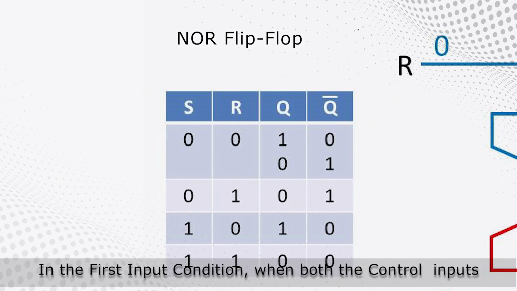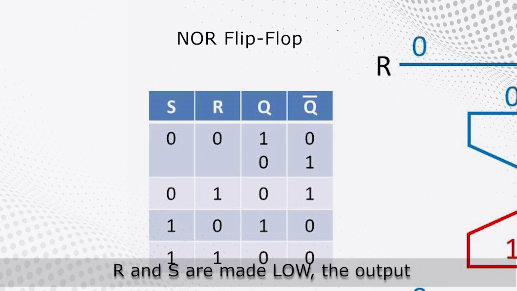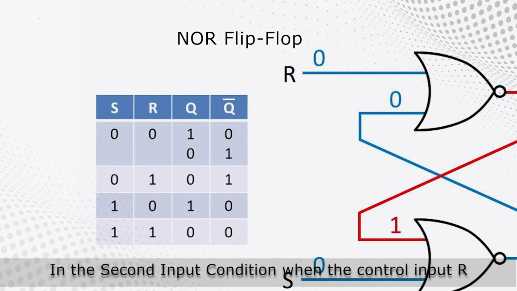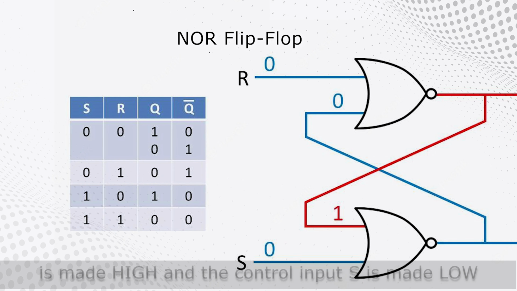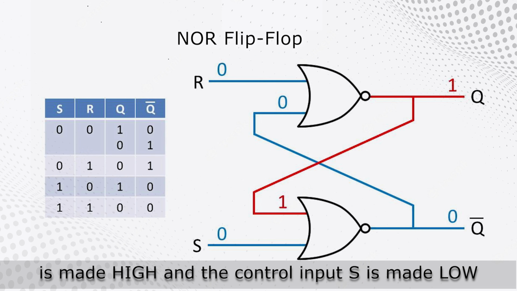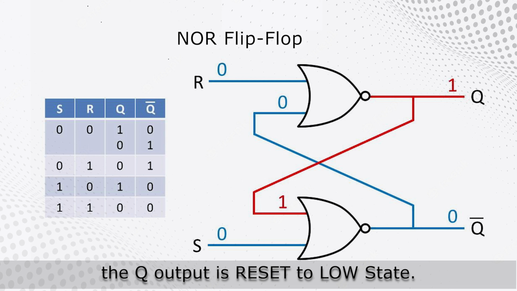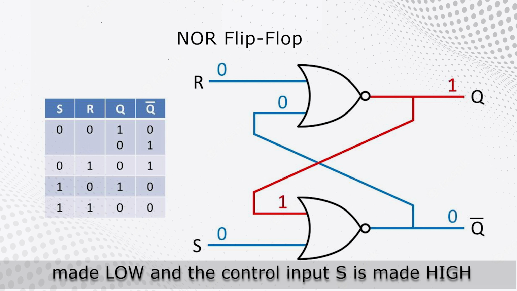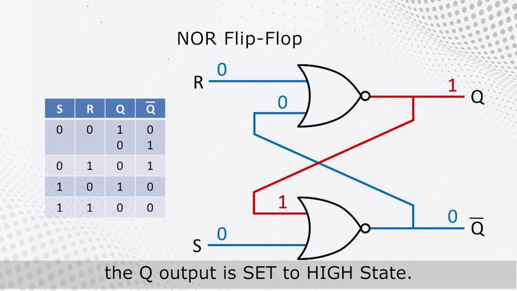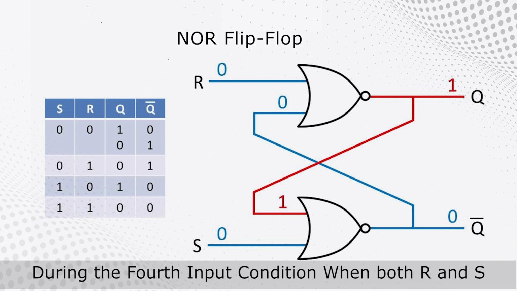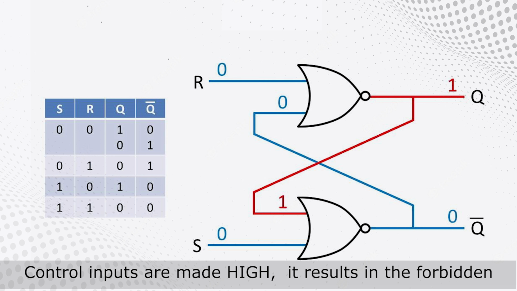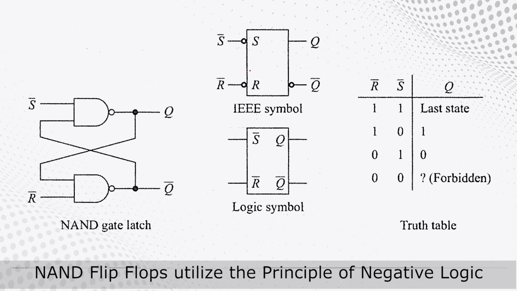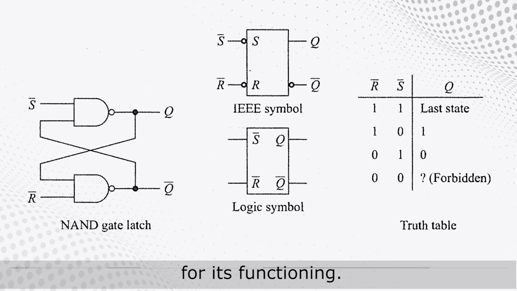In the first input condition, when both the control inputs R and S are made low, the output of the present state is continued without any change. In the second input condition, when the control input R is made high and the control input S is made low, the Q output is reset to low state. In the third input condition, when the control input R is made low and the control input S is made high, the Q output is set to high state. During the fourth input condition, when both R and S control inputs are made high, it results in the forbidden state called race condition.